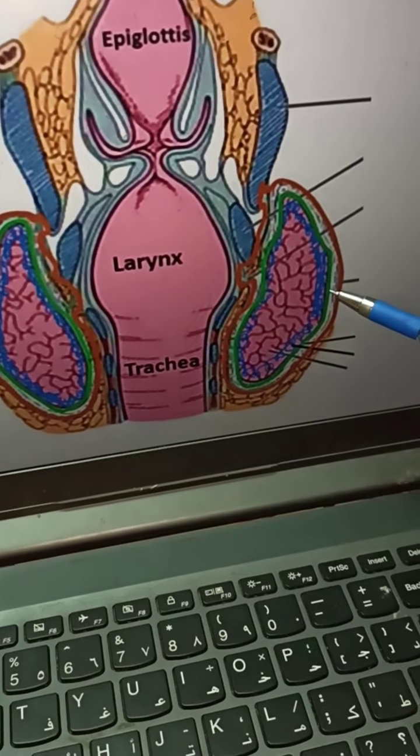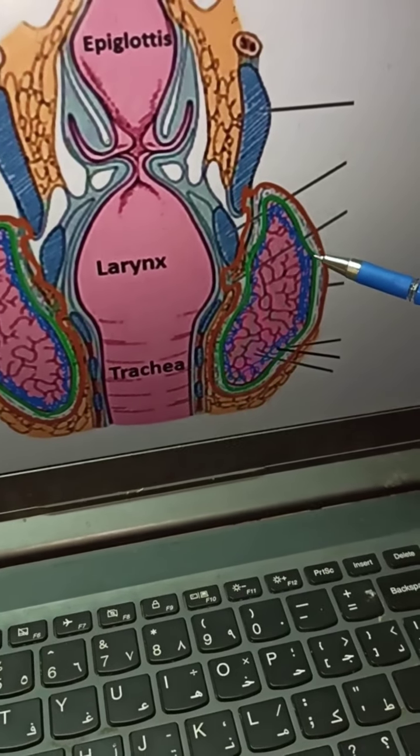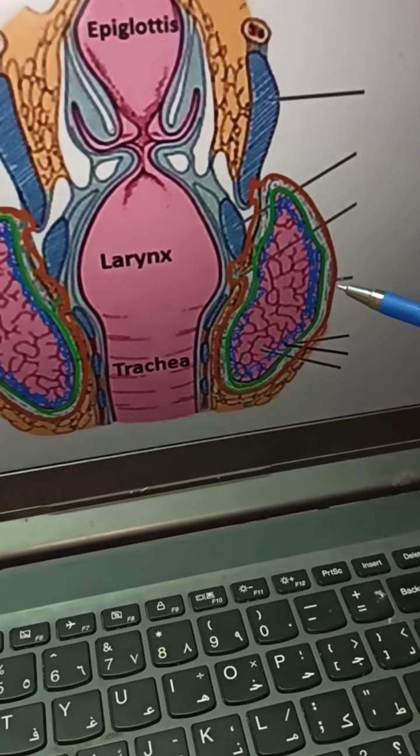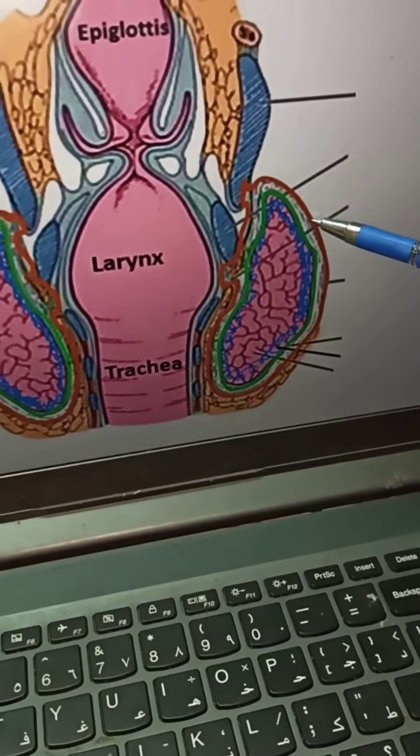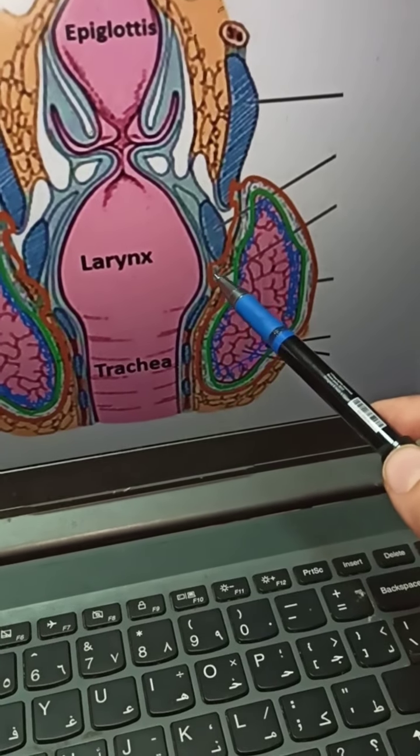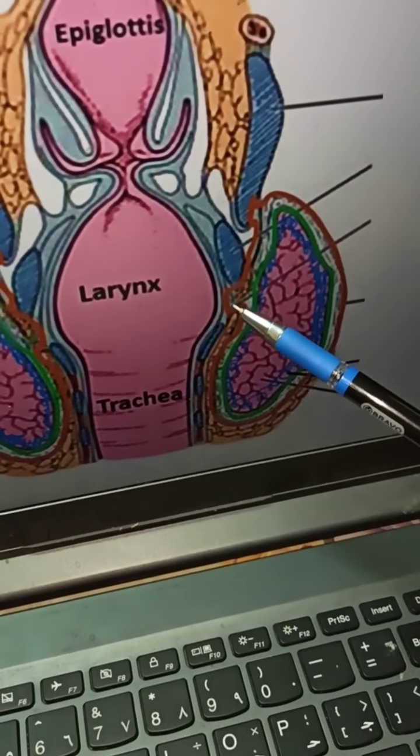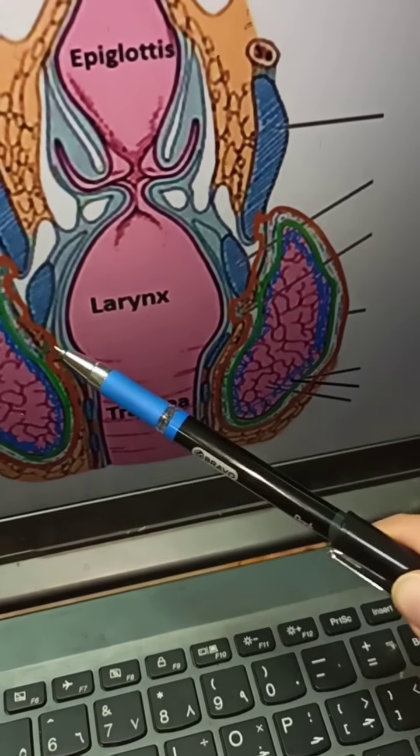This is the true fibrous capsule, greenish, and this is the false facial capsule, orange. Suspensory ligament of Berry. And this is the suspensory ligament of Berry, here.